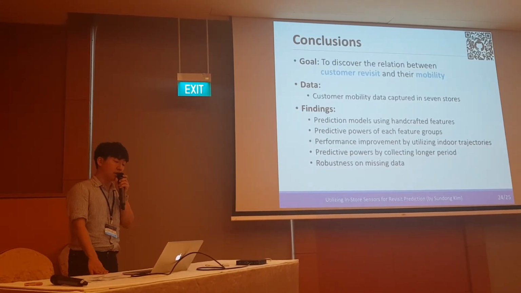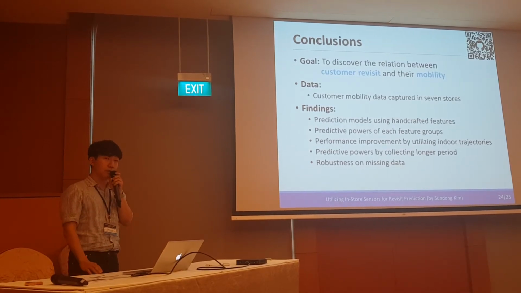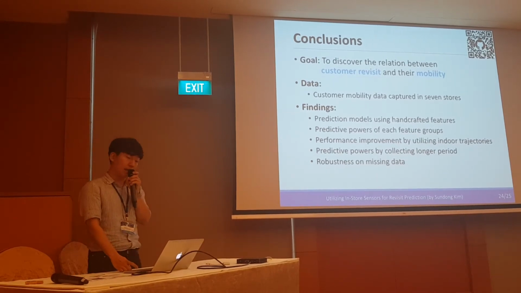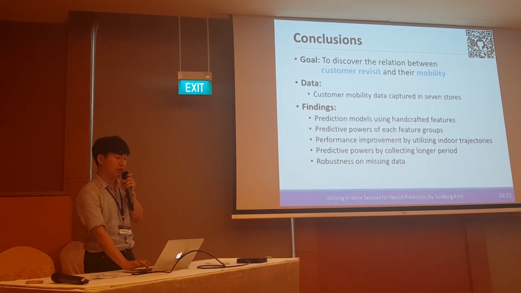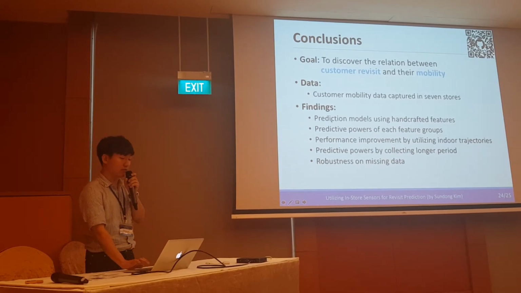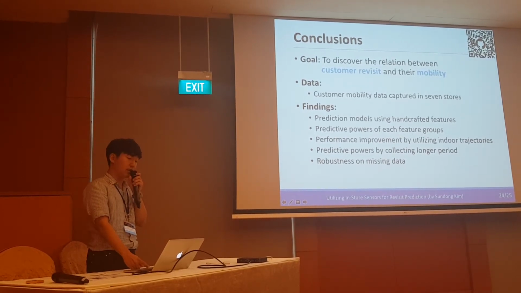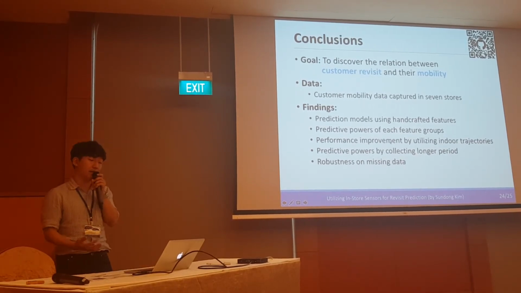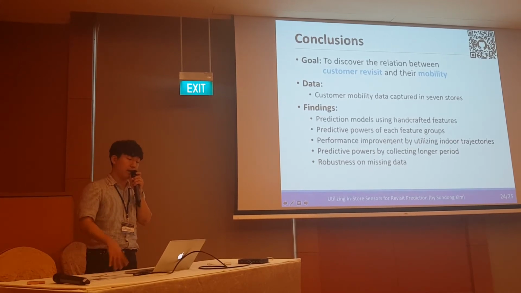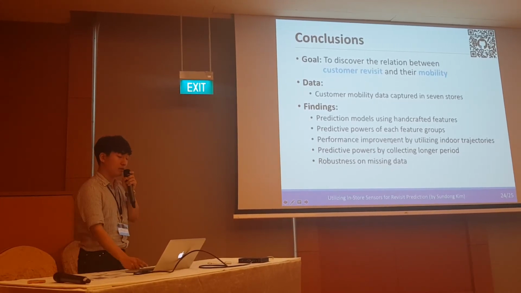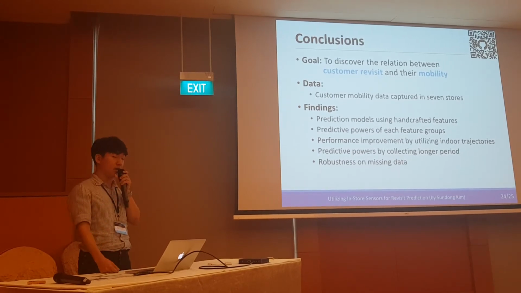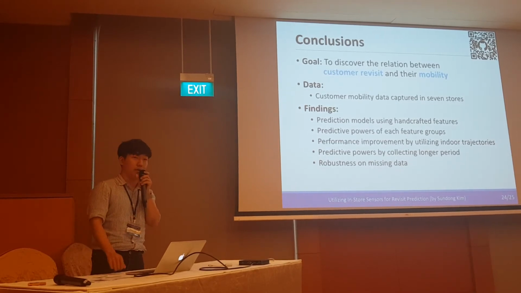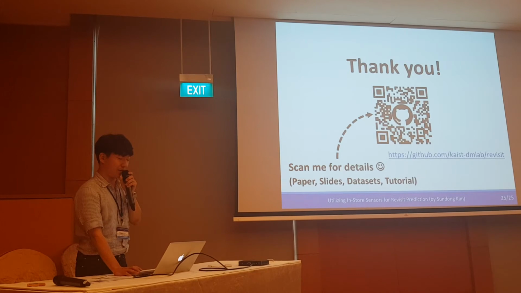So here's our conclusion. The research goal is to discover the relation between customer revisit and their mobility patterns. We used the data captured in 7 stores, and our findings are the prediction model using some handcrafted features, the predictive powers of each feature group, and the performance improvements from utilizing indoor trajectory. We can also see the tendency of predictive power by varying the data collection period. And we also found that our model is robust to missing data. Okay, thank you very much.